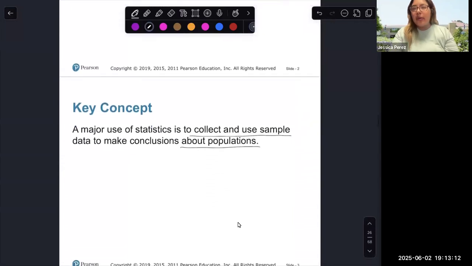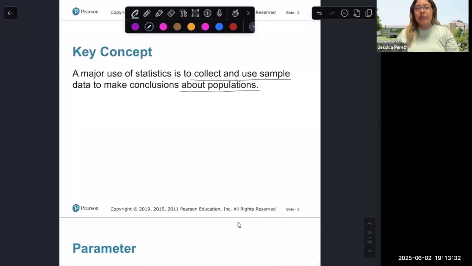Let's begin by talking about the major concept of this section. The major use of statistics is being able to collect and use a sample to make conclusions about populations. Again, we are using a sample to make inferences about a population. Remember, a sample is a subselection, whereas a population is every member.